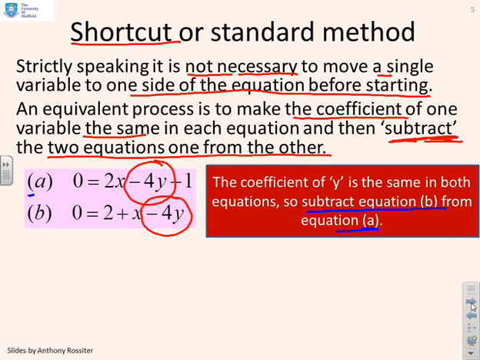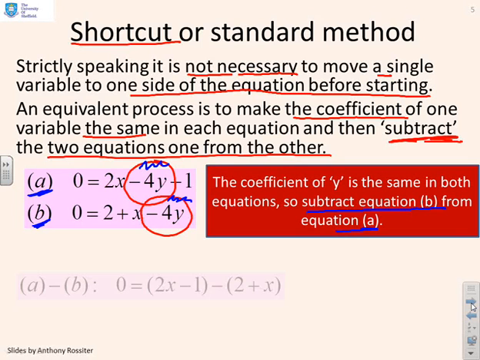So you'll see I've given them labels. I've said the top one's equation A and the bottom one is equation B. So I'm going to subtract equation B from equation A. Now because they've both got a minus 4y, these will disappear when you subtract because they're the same magnitude.